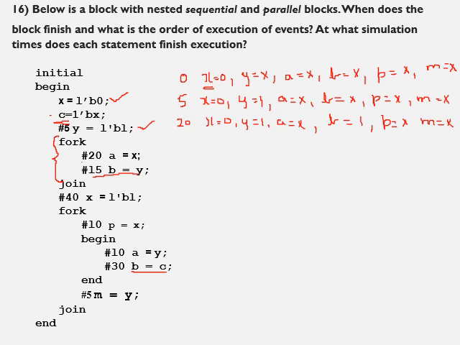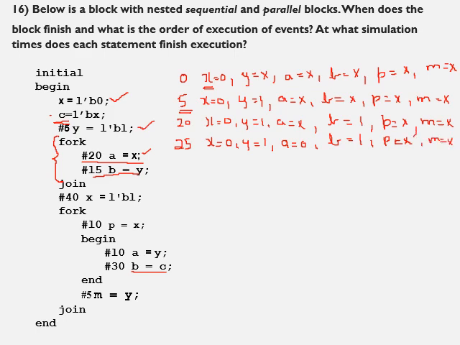Next time will be 20. This is parallel, so it is not going to add up to 20 plus 20, but the time at which the execution entered this parallel block is 5. So 5 plus 20, the simulation time is 25. At 25, a equal to x. A equal to x means the x value is 0. So a will be assigned 0 and other things will remain as they are. P and m are unknown.